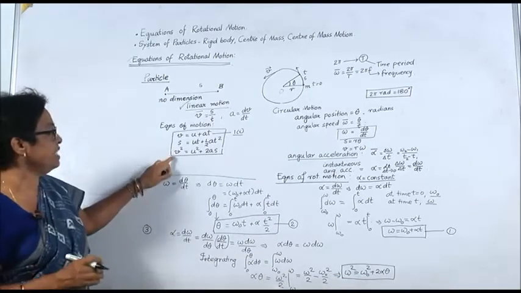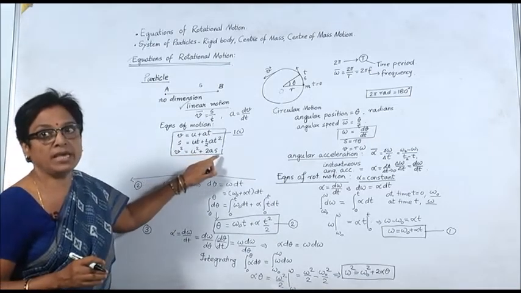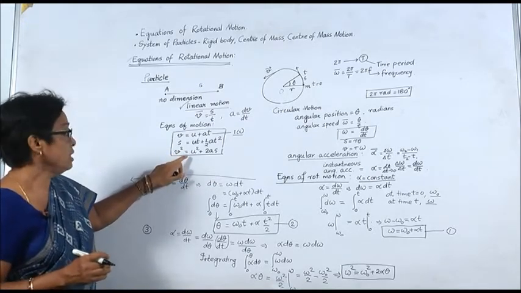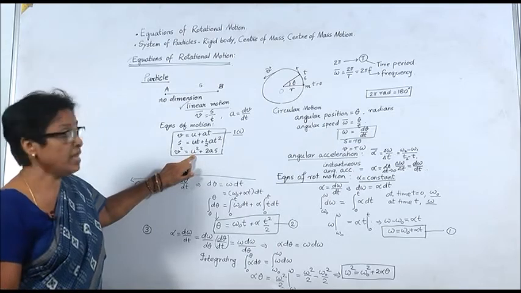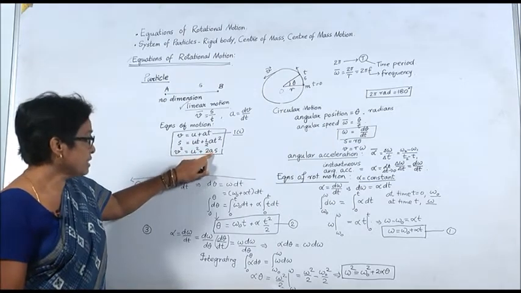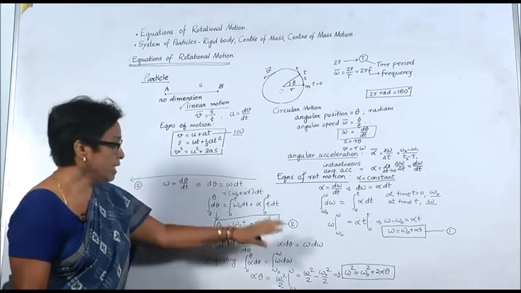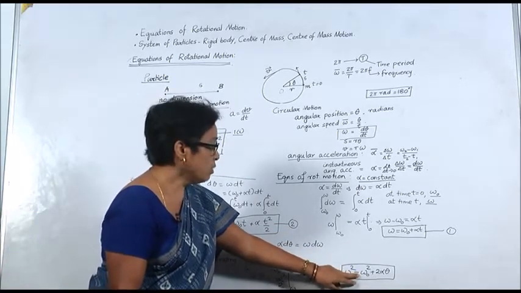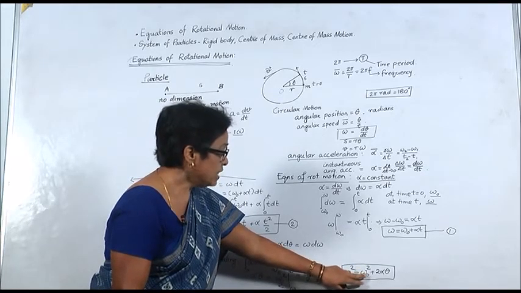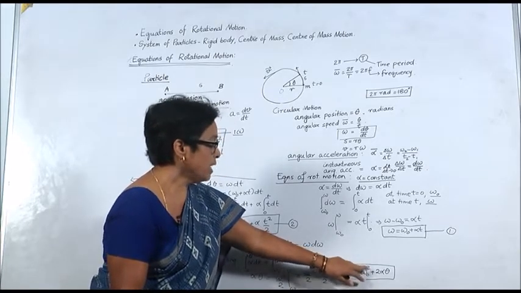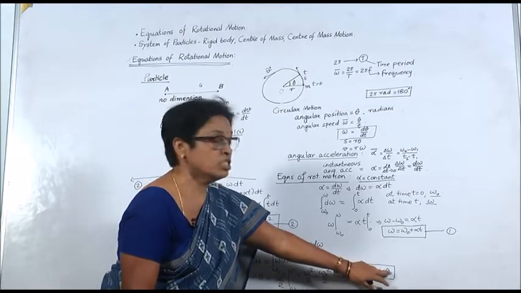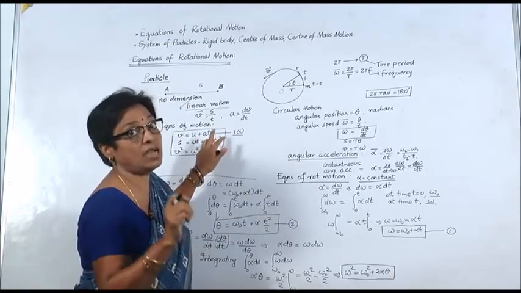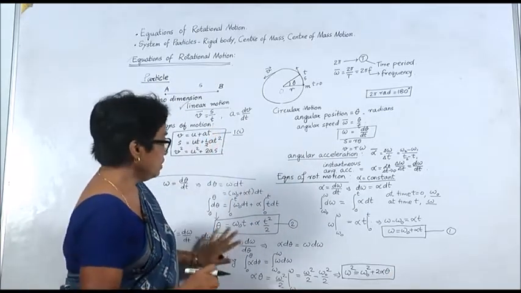Mark the same equation, v square equals u square plus 2as. At time t, velocity square is equal to speed square at time 0 plus 2 into linear acceleration into distance. Similarly, at time t, angular speed square is equal to angular speed square at time 0 plus 2 into angular acceleration into theta. Theta is the angular position, distance s is the linear position. So, this is the third equation.